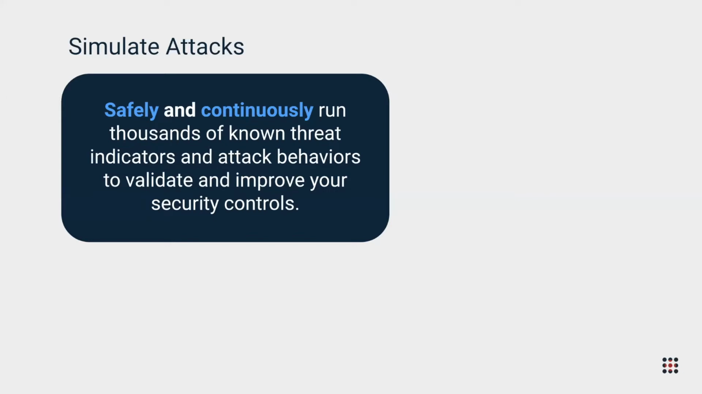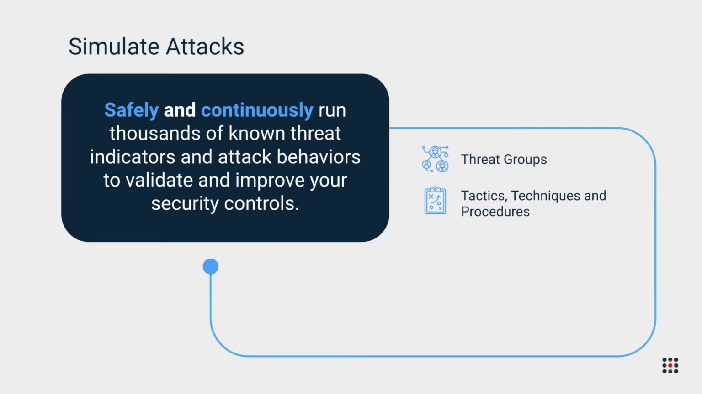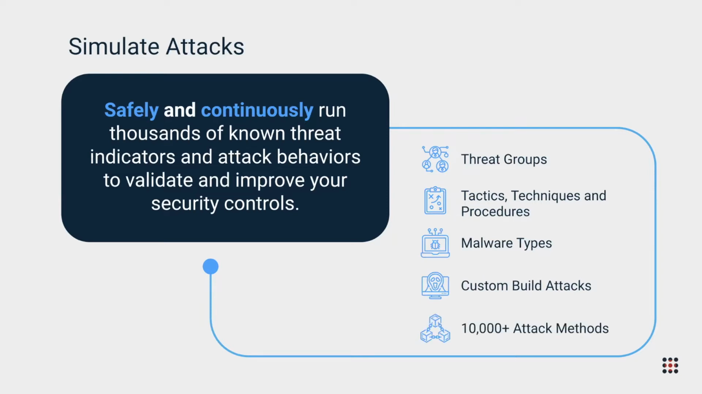First, let's talk about simulating attacks. We safely and continuously run thousands of known threat indicators and attack behaviors to validate and improve your security controls. These may range from threat groups to TTPs, malware types, custom-built attacks that you may write on your own, with over 10,000 attack methods in the SafeBreach playbook.